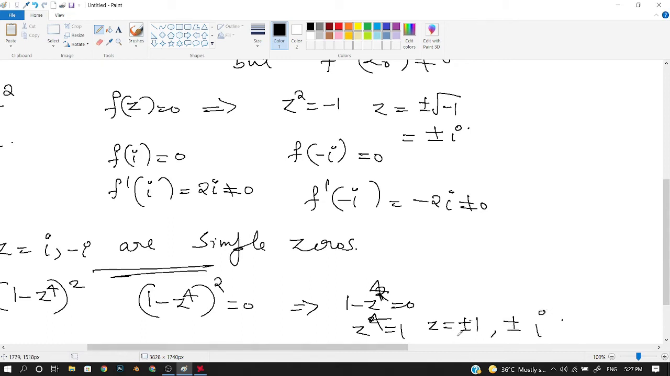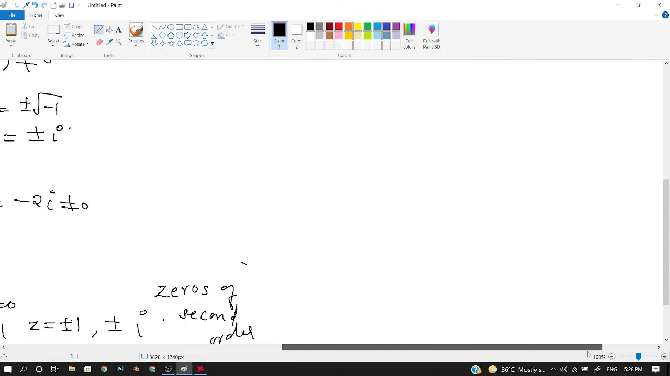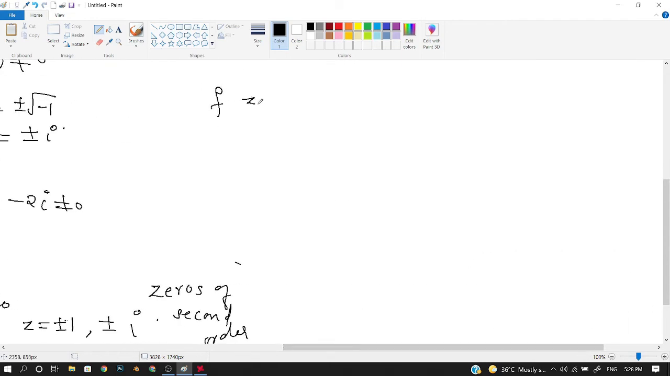So these four values, plus or minus 1 and plus or minus i, are zeros of second order, since the whole square is equal to 0. Now let us consider the third example. f of z is equal to z minus a whole power 3. So here we can see that z equal to a is a zero of order 3.